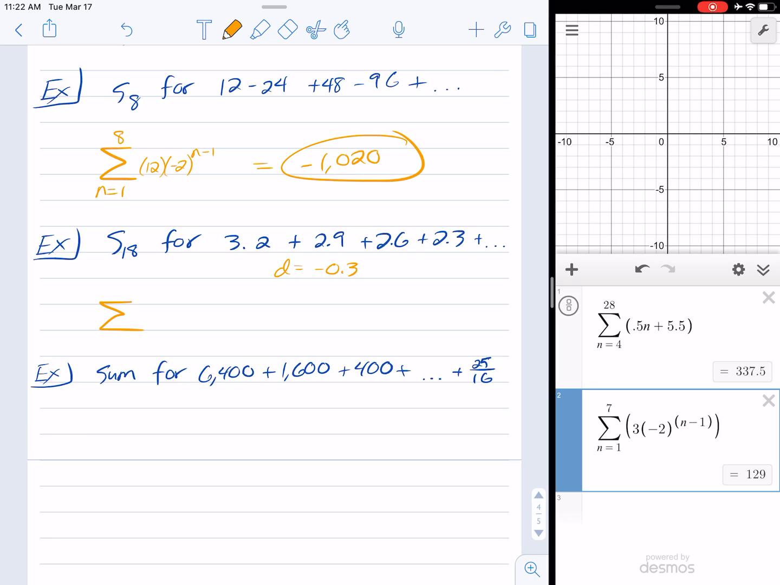So still from 1 to 18, and then write your rule. Write an arithmetic rule, which would be -0.3 times n, and then I'm just going to go back to find term 0, which would be adding 0.3, so plus 3.5. If you did this correctly, you would have gotten a sum of 11.7.